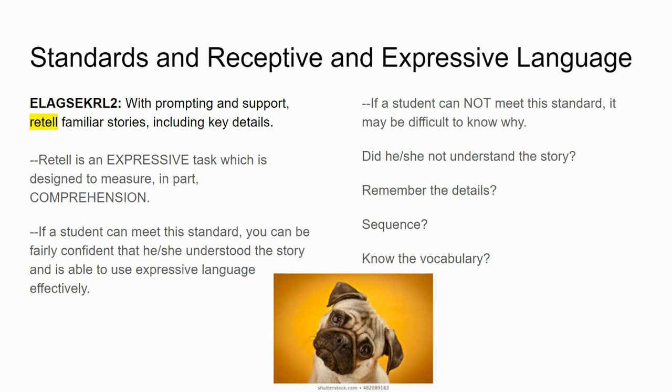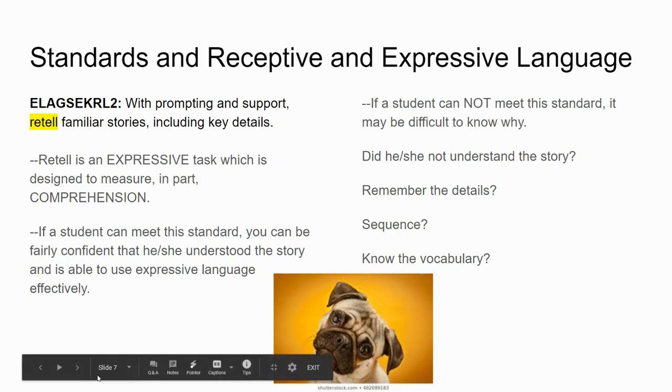So this is where it becomes tricky trying to figure out, why did the child not meet the standard? Was it because they didn't understand in the first place? Or was it because they understood, but they just aren't able to express it? Or there could be other factors, like I've mentioned here, like memory, for example.